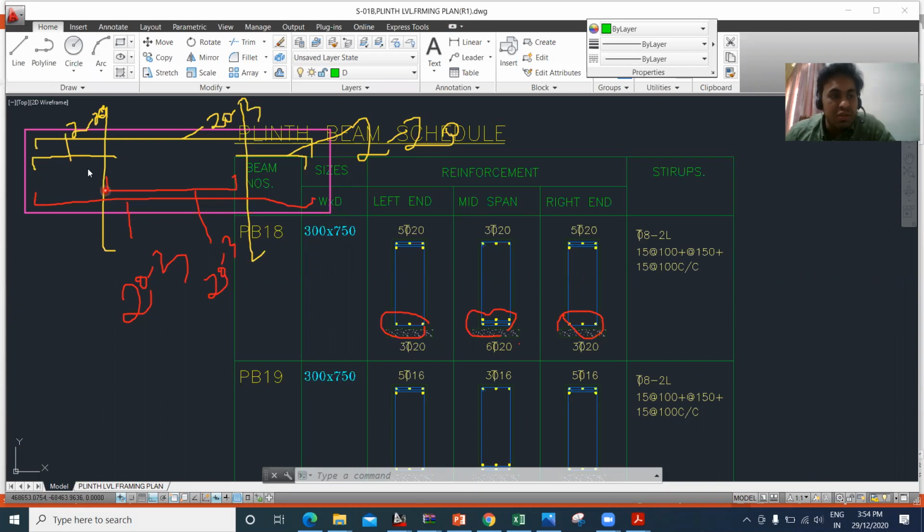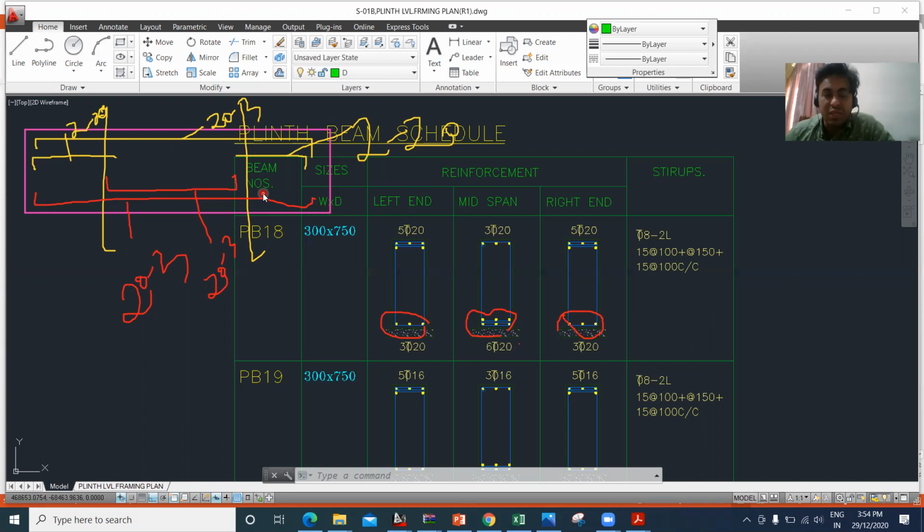So now what has happened? This curtailment length, we know that it is 0.25 times L1. This is also 0.25 times L1. And this will be 0.15 times L1. We have to leave this and do the curtailment. And this also has to be 0.15 times L1, and we have to do the curtailment.